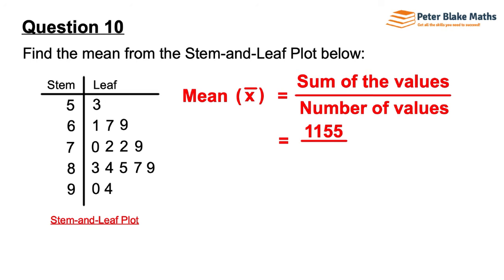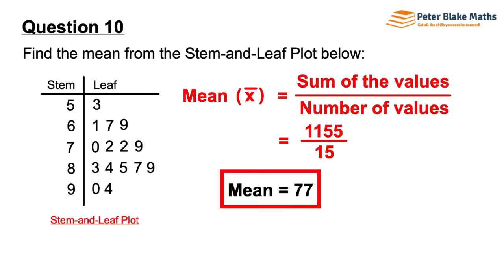And the number of values, we'll just count the digits in the leaf section. So there are 4, 8, 12, 13, 14, 15, I believe. So just the digits in the leaf section will give us the total number of values. And we'll do that division and we'll get a mean of 77 for this set of scores.